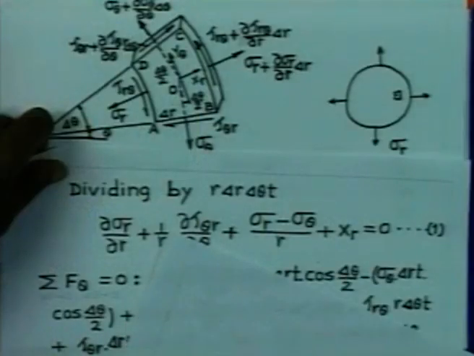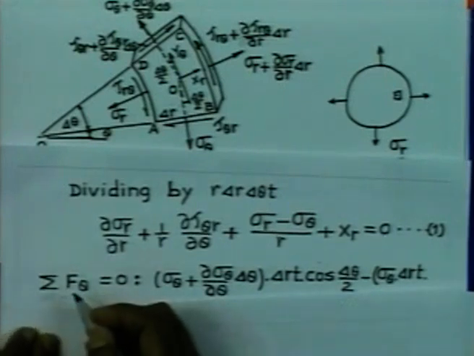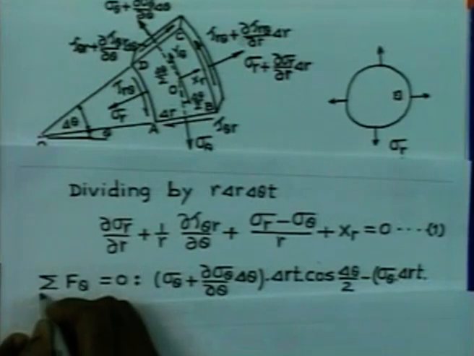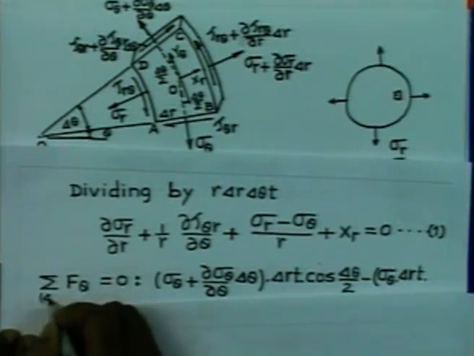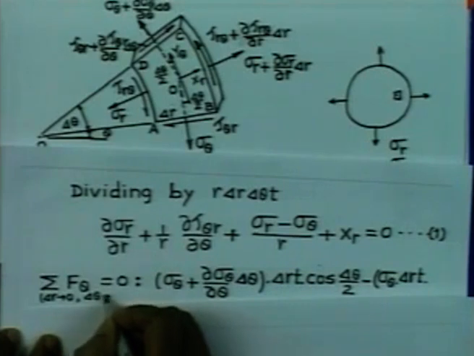Now, we will consider the equilibrium equations in the tangential direction. So, again we write the sum of the forces in the theta direction to be 0, and we have the understanding that this delta r is very small, tending to 0. Also delta theta is very small and it is tending to 0.